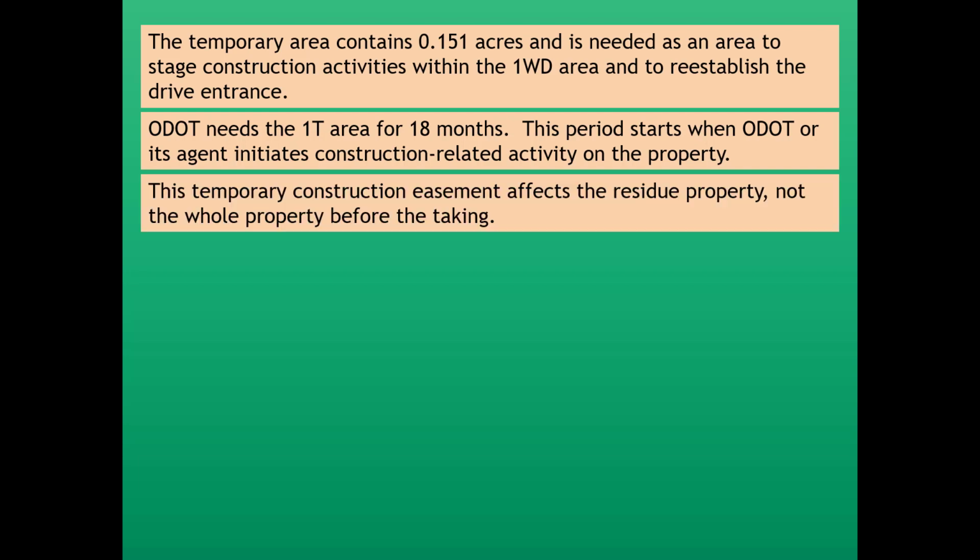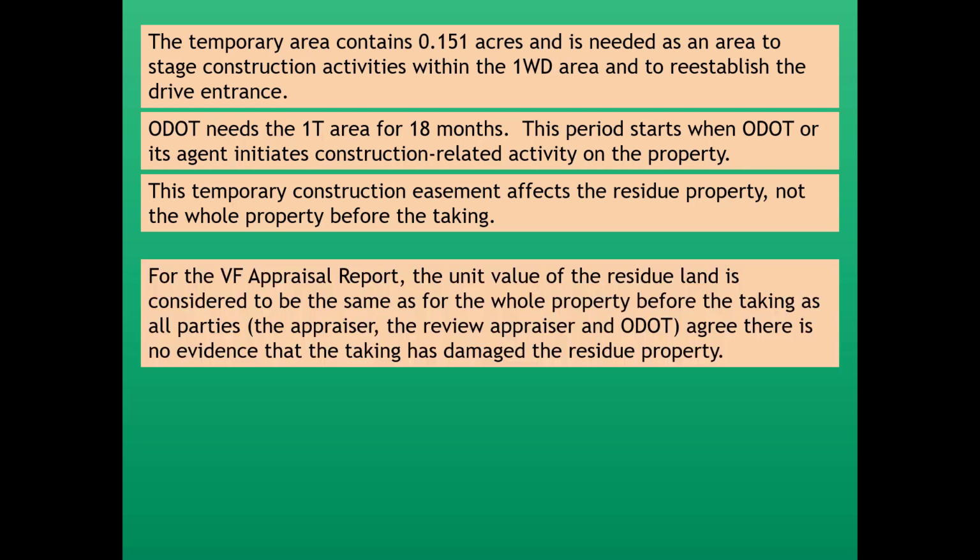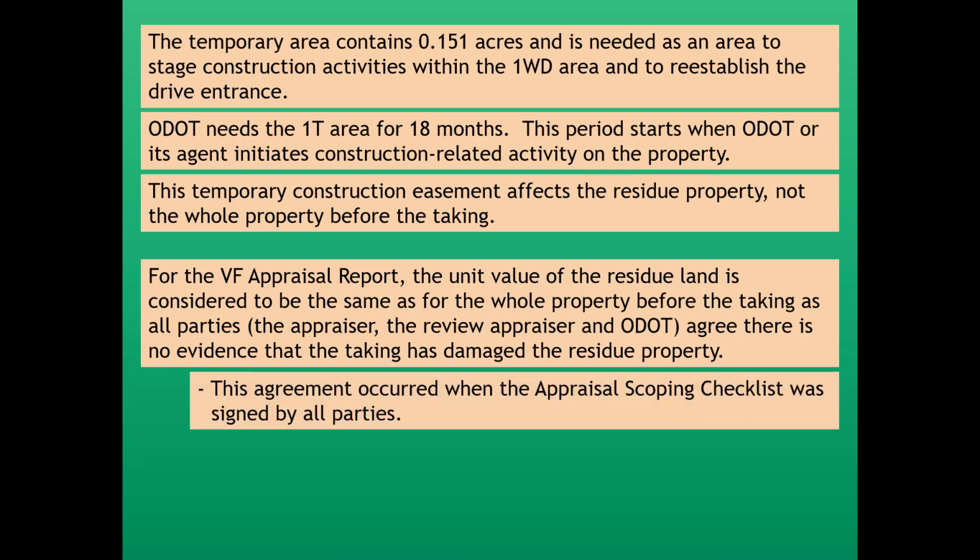This period starts when ODOT or its agent initiates construction-related activity on the property. This temporary construction easement affects the residue property, not the whole property before the taking. For the value finding appraisal report, the unit value of the residue land is considered to be the same as for the whole property before the taking, as all parties, who are the appraiser, the review appraiser, and ODOT, have agreed there is no evidence that the taking has damaged the residue property. This agreement occurred when the appraisal scoping checklist was signed by all parties.